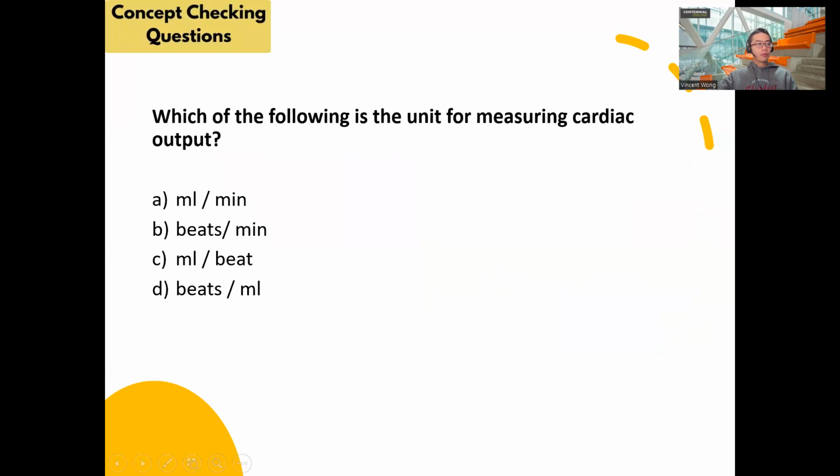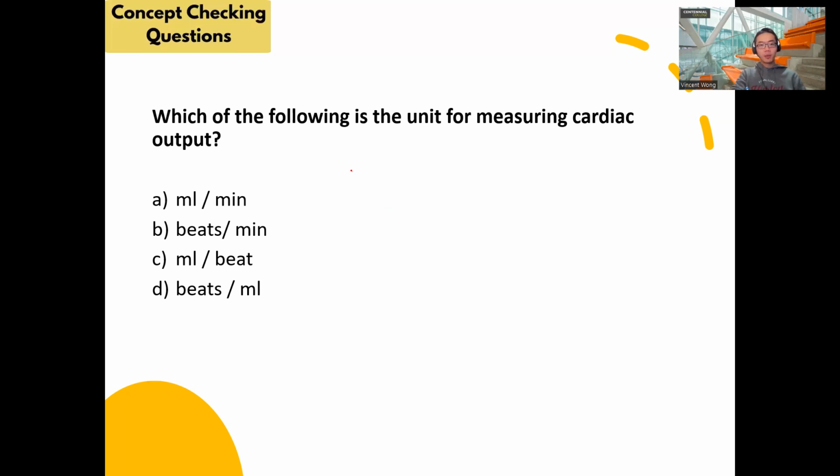Okay. All right, let's do some polls and see how you guys are doing. Go ahead. Okay, thank you for participating.